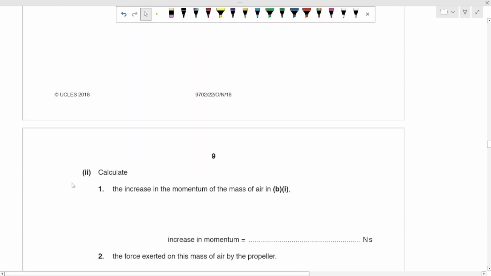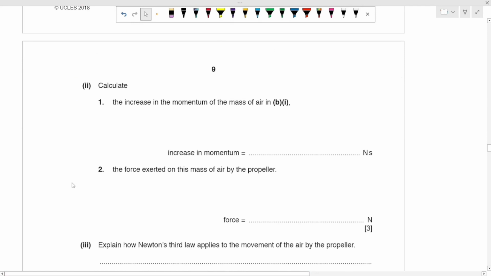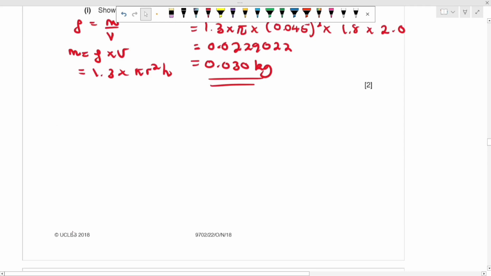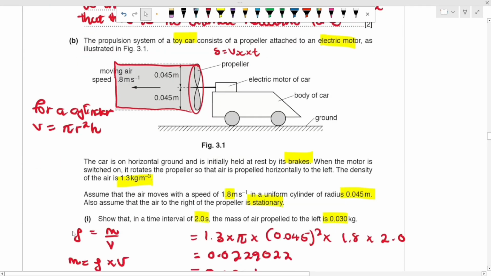Moving on. Calculate the increase in momentum of the mass of air in B. Also, we know that momentum is basically equal to the change in mass and velocity. But guys, the mass is not changing. Right? But guys, the velocity is not changing. Let's go and look at this. The velocity is just 1.8. The air is just moving at 1.8. But what's changing is the mass of air that is present.